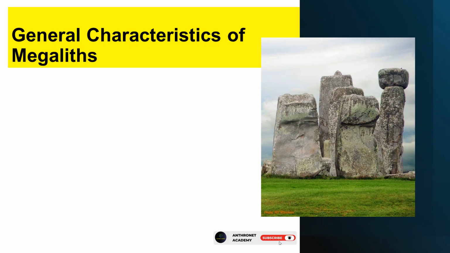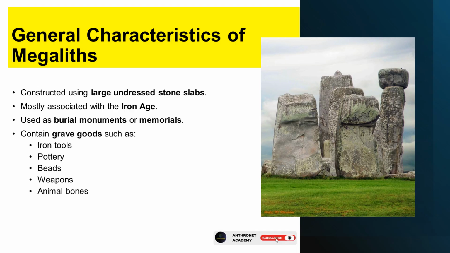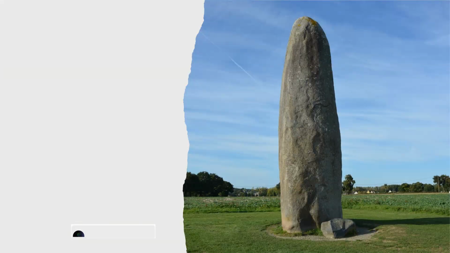General characteristics of megaliths. Constructed using large undressed stone slabs. Mostly associated with the Iron Age. Used as burial monuments or memorials. Contain grave goods such as iron tools, pottery, beads, weapons, animal bones. Indicate belief in life after death. Represent ancestor worship and ritual practices. Built either above ground or below ground.